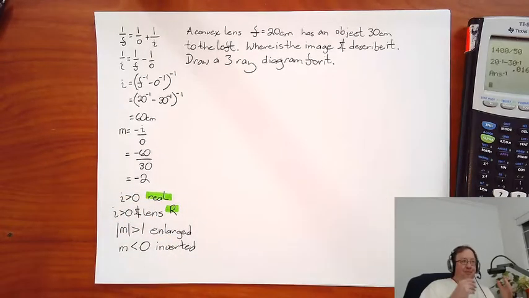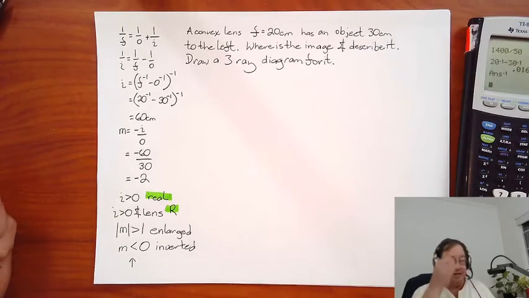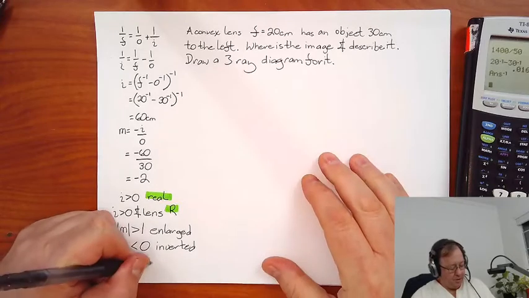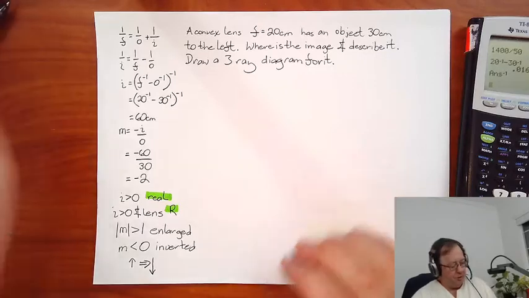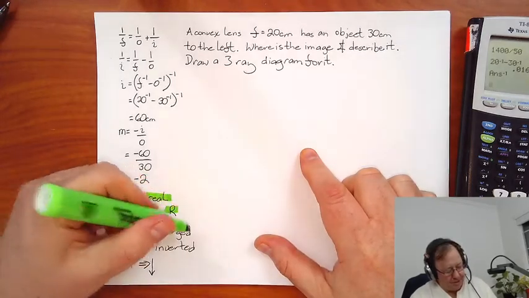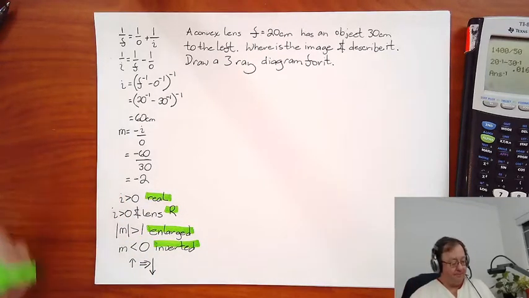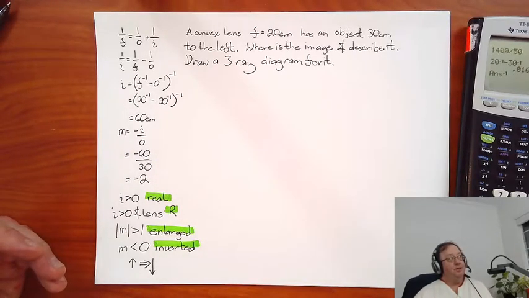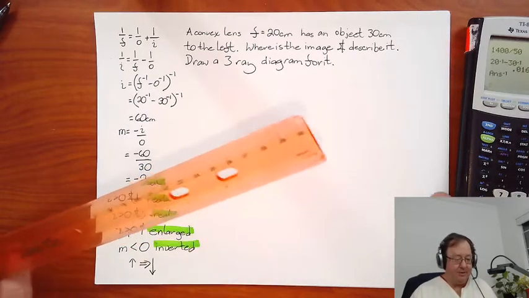Which means that if you have an arrow like that as the object, which is the standard object they use for all the images, you invert it and make it larger, which means it will look something like that. So the 4 descriptors for this: real, right, enlarged, inverted. The reason why I do this first is to know exactly where that image is. Now let's draw this bugger.